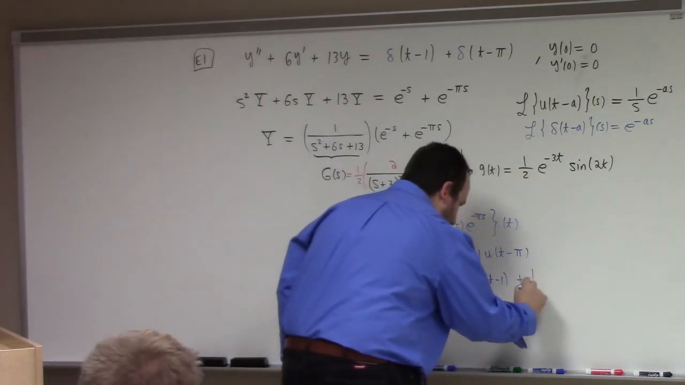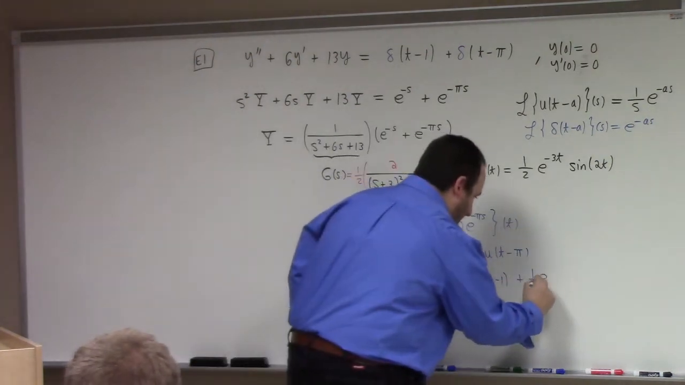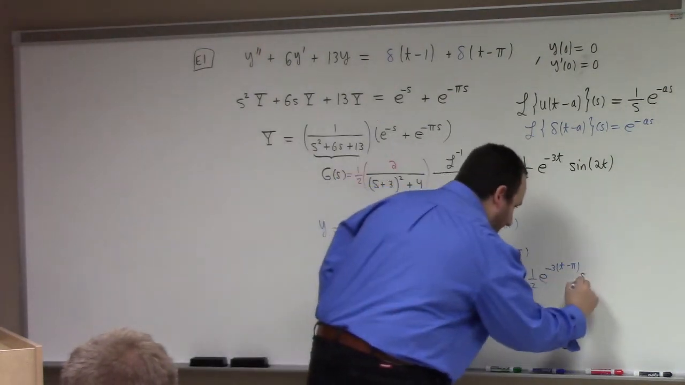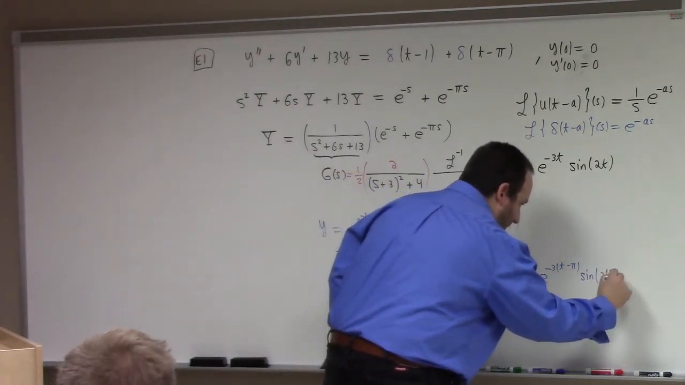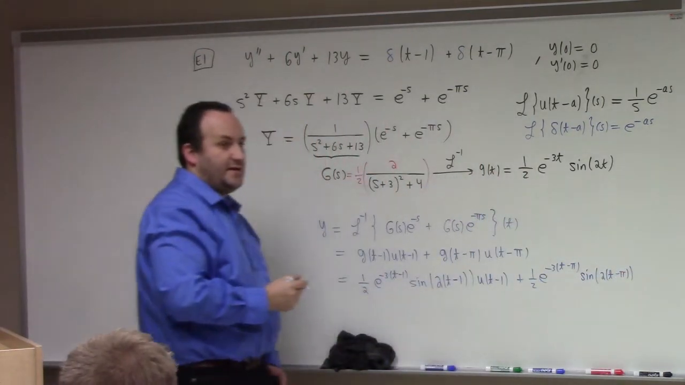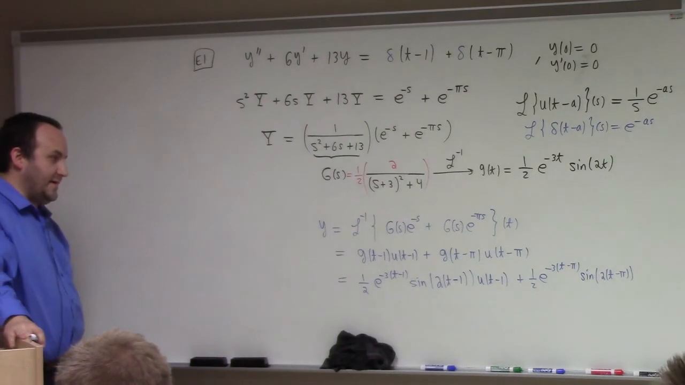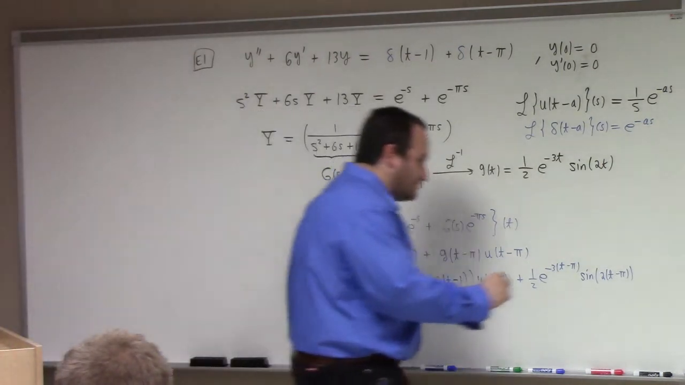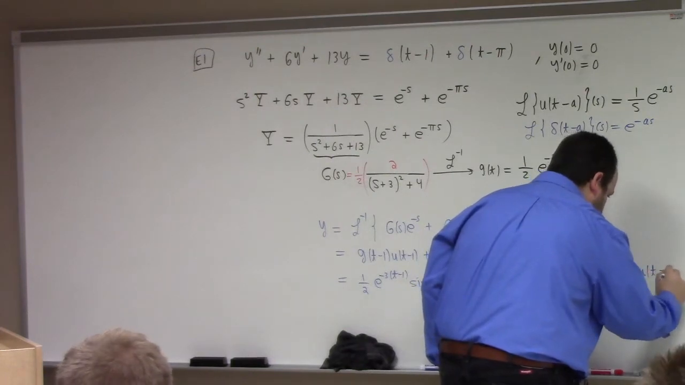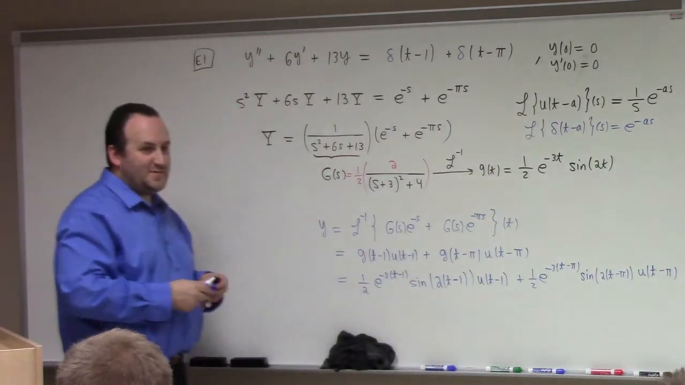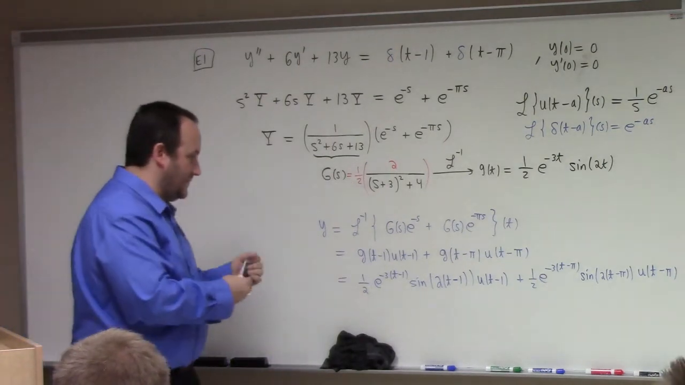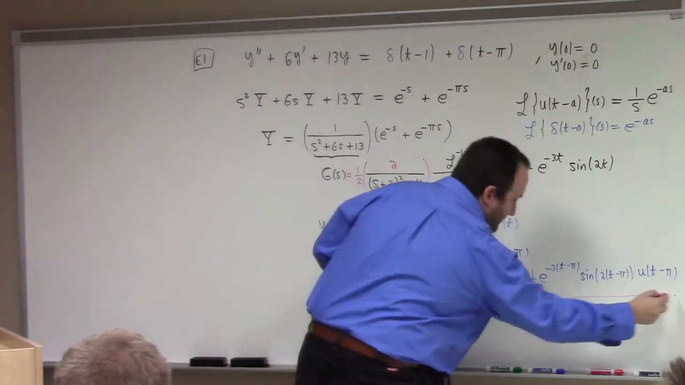And then plus 1/2 e^(−3(t − π)) sine of 2(t − π). Of course, that could be simplified because we know that sine has a 2π periodicity, so I can rewrite that as sine of 2t if I wanted to, but I'll leave it like that to emphasize the formula here. And then, of course, I've got u(t − π). I will motivate this mysterious delta here before too long. Sorry about that. Now that would be the answer right there.